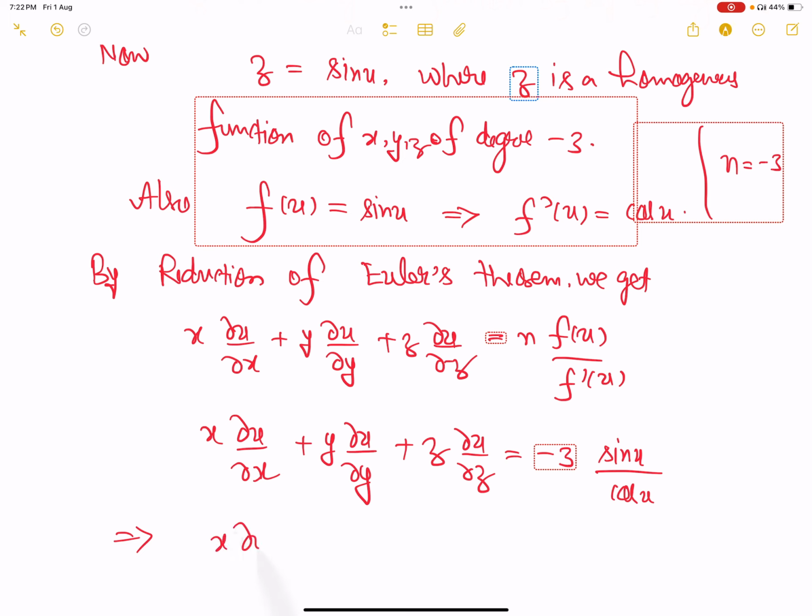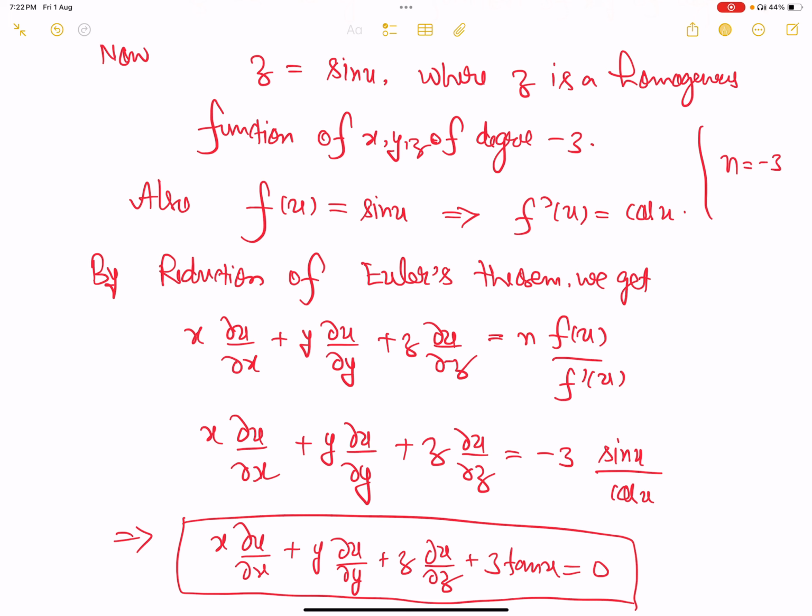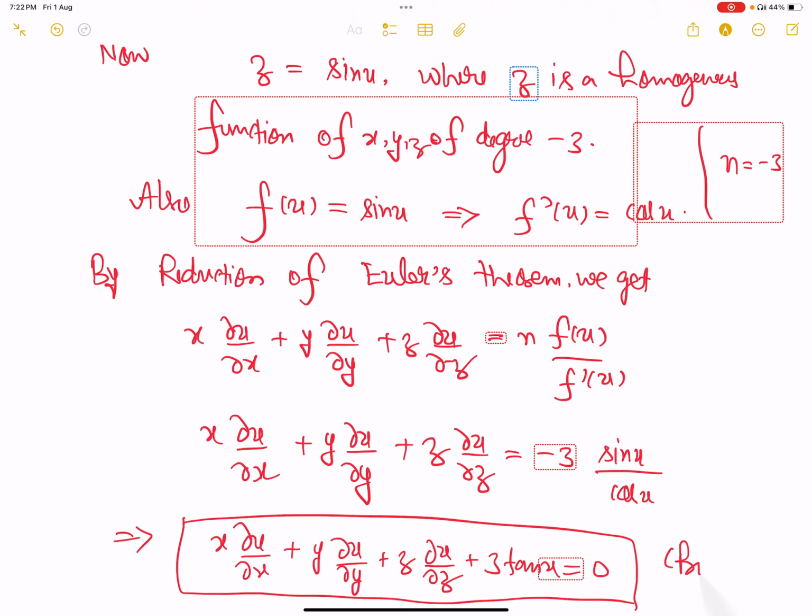So after solving it, we will get x del u upon del x plus y del u upon del y plus z del u upon del z plus 3 tan u equal to 0. So we are done. Okay.